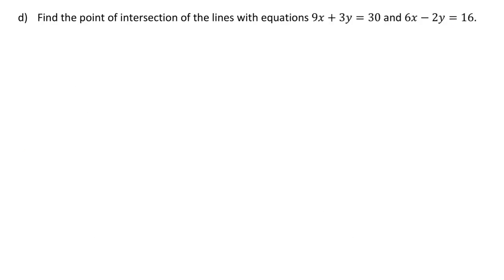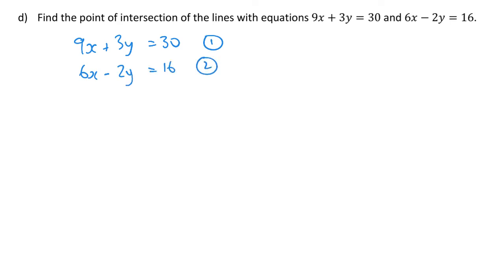And the last example: find the point of intersection of the lines with the equations 9x plus 3y equals 30 and 6x minus 2y equals 16. So the point of intersection is the solution to simultaneous equations. If we write these out, 9x plus 3y equals 30 is going to be equation 1, and 6x minus 2y equals 16 is equation 2.